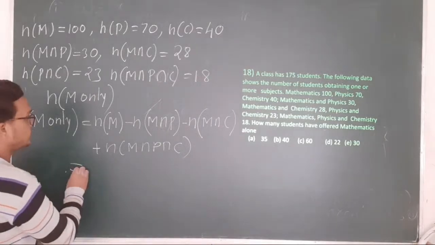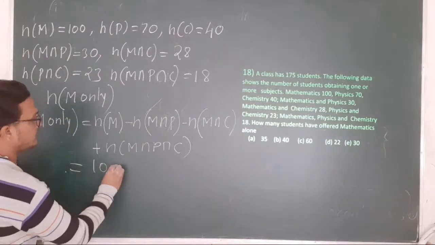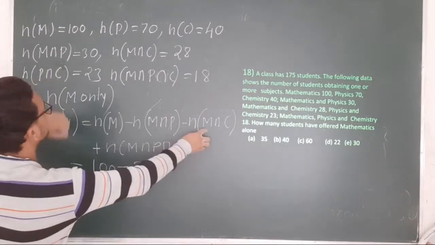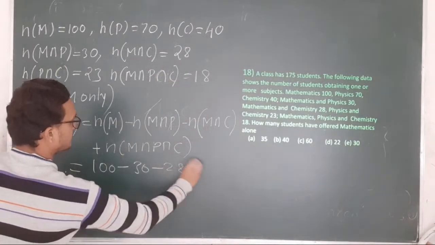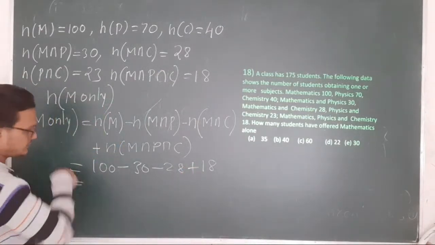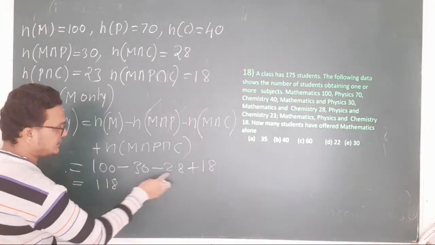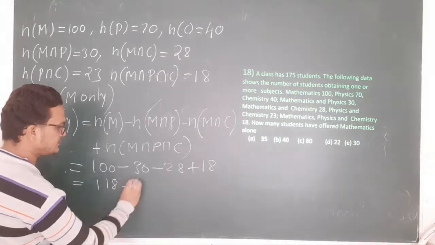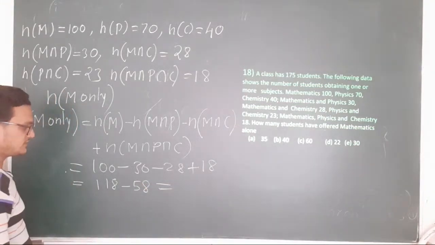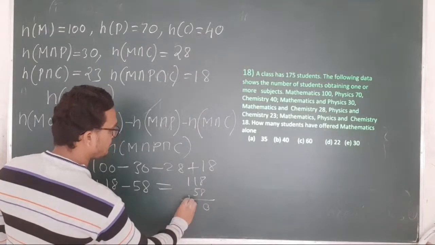So let us put the values now. N of M, how much? 100, minus 30, minus 28, plus 18. So this is 118 minus 30 minus 28, that is minus 58. So do the subtraction: 118 minus 58.